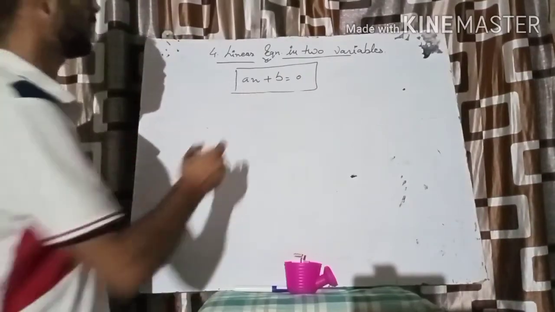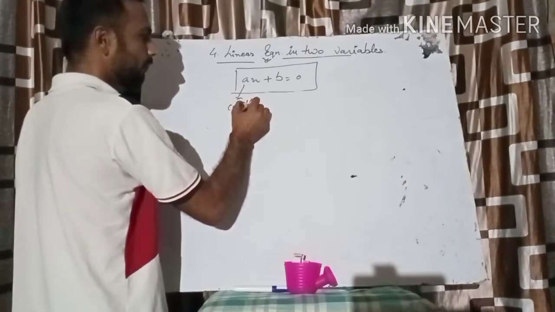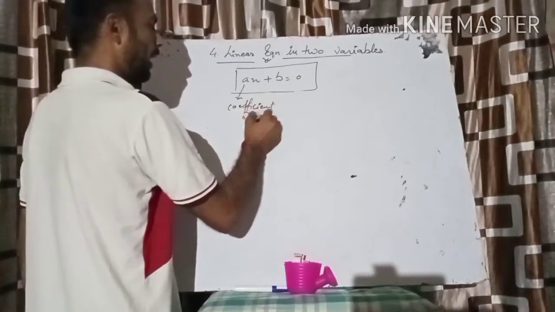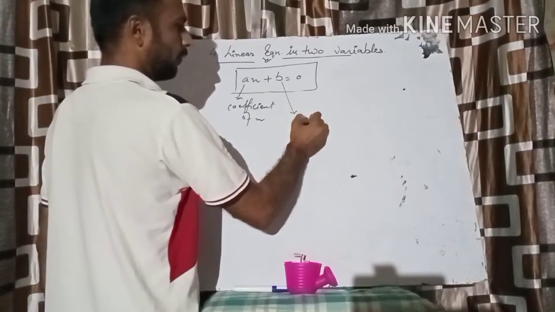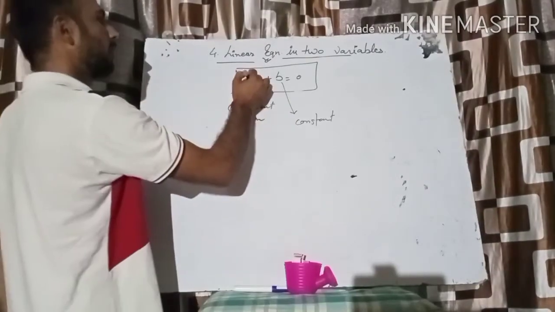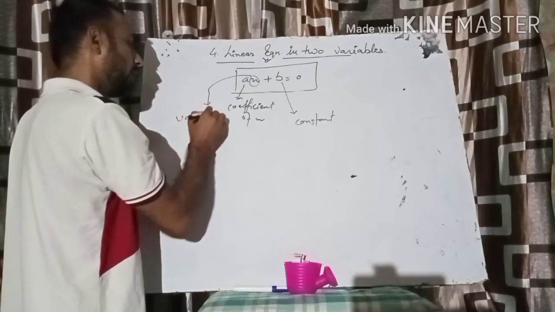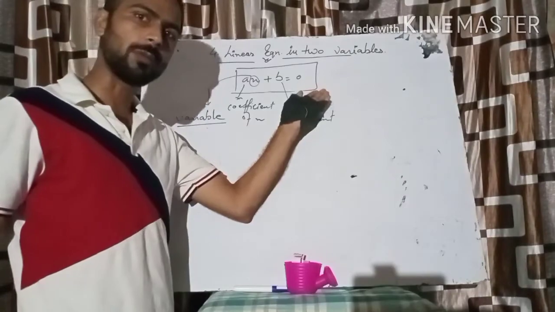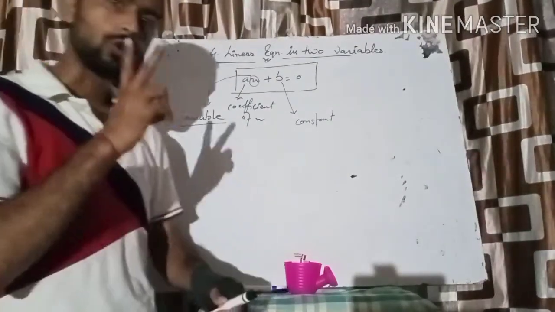Where the a is what? Your coefficient of x. And this is your constant term. For this given situation, it's your constant term, and this x is what? Your variable. So we have already learned this equation in our previous standard, but from today we will learn the linear equation in two variables.